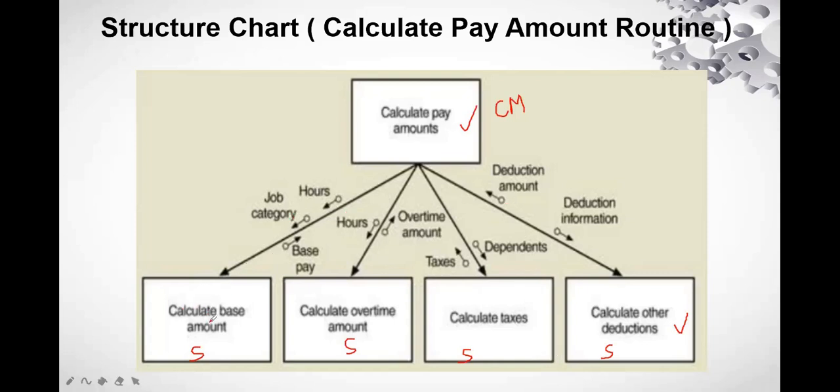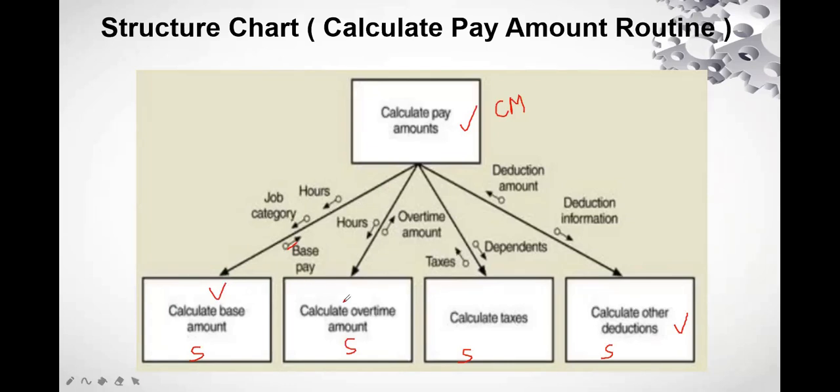Now see, for calculate base amount, I need the basic pay of that particular employee, of all the employees for which I have to calculate. I need the hours they have worked. I need the job category in which they fall, that means the department or whatever it is. So I need the base pay, that is from this way. This is the direction of the data couple. I need hours and job category from this. That is what we have for calculate pay.